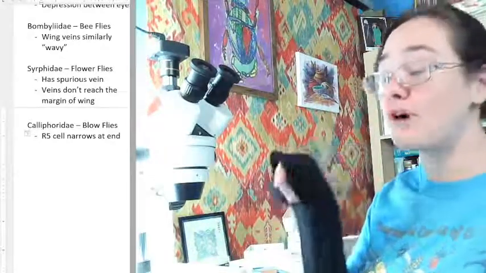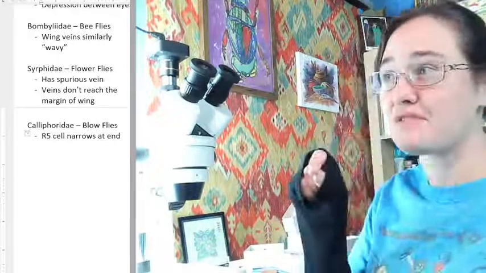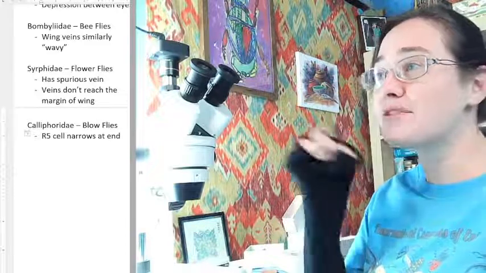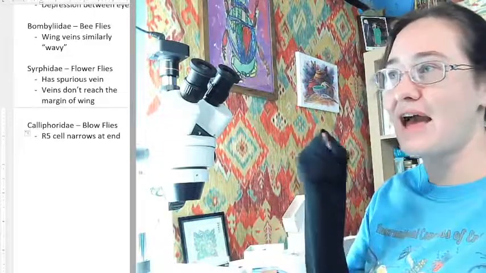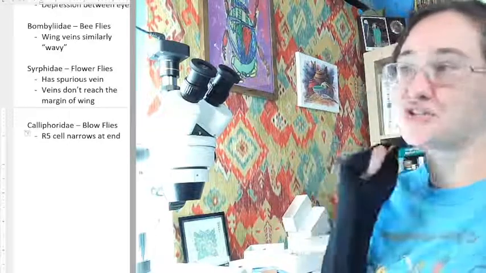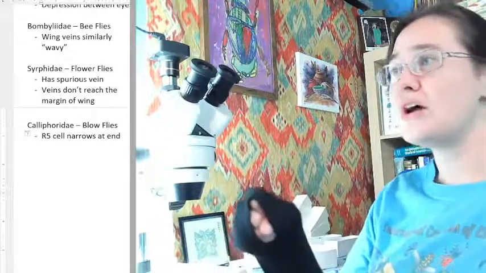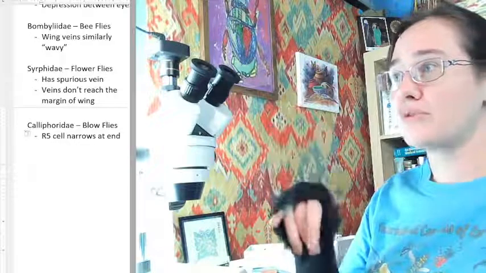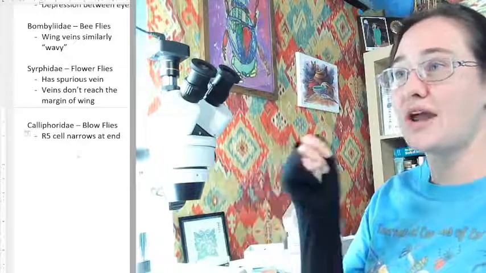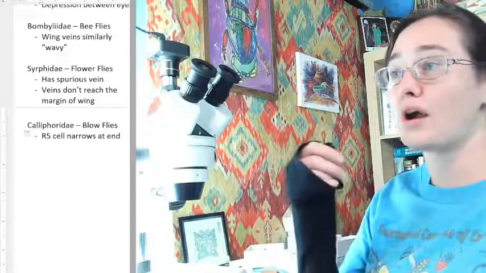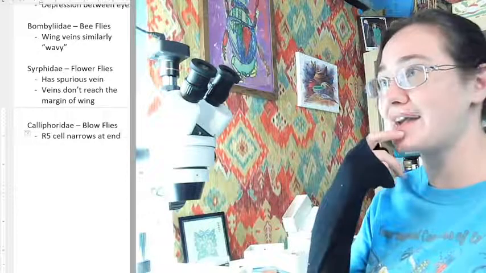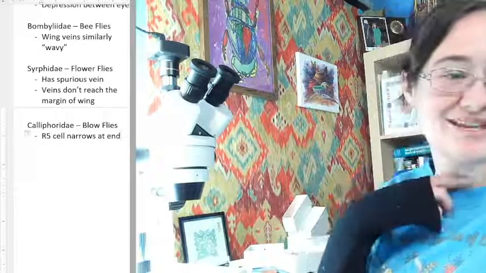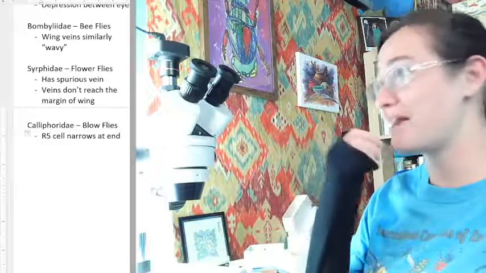I will admit that overall my collection is pretty light on flies. There are a number of different families of flies that I would like to talk to you guys about, but just don't have specimens to show you. So that's going to be something that I work on through next year, is really trying to focus on collecting more families of flies. I might even set up some traps to see if that helps me out a little bit.